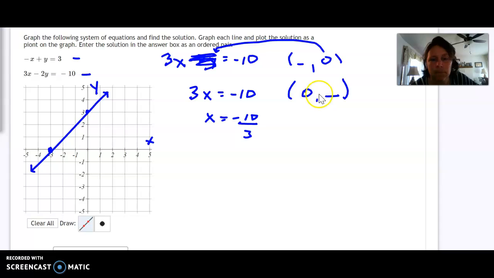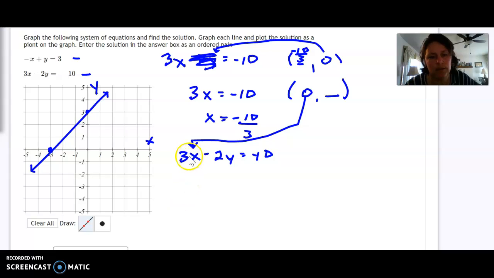So negative 10/3. Then we're going to go back, start with our original equation, 3x minus 2y equals negative 10. And we're going to take the 0 and we are going to plug it in for x this time. So when we plug that in, we're going to get 3 times 0 is 0. Again, all of this is just going to be nothing. And we have negative 2y equals negative 10.